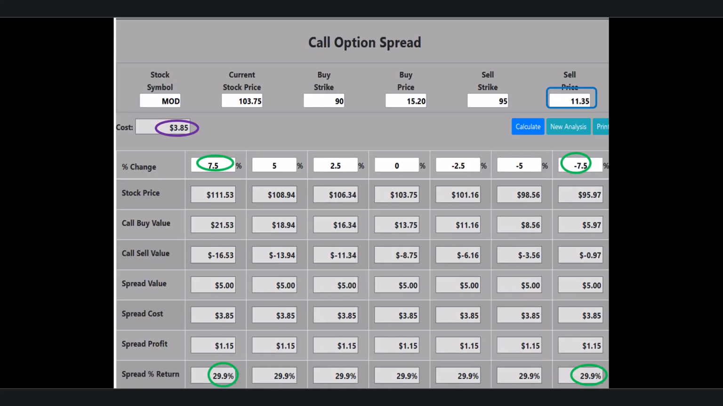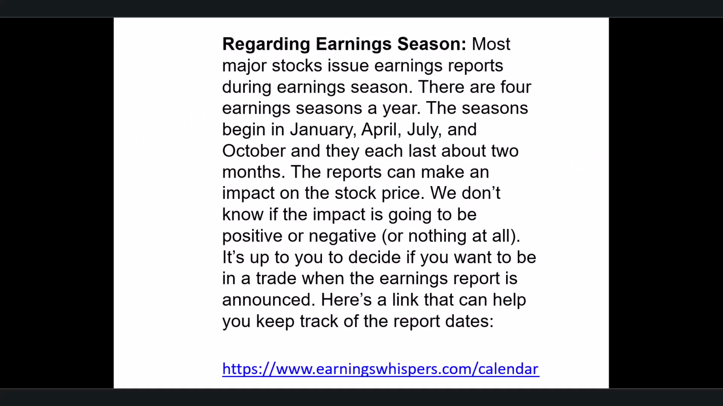The call option spread analysis calculator picture shows that the spread will make a 29.9% or $115 profit if the MOD stock price declines by 7.5%, remains flat, or increases in price when the options expire. Creating the debit spread will allow us to collect an $1,135 cash credit to our brokerage account for the sale of the 95 call. As we said on the previous slide, this reduces the cost of entering the spread to $385. Here's a note regarding earnings reports. The next MOD earnings report is scheduled for August 20th.